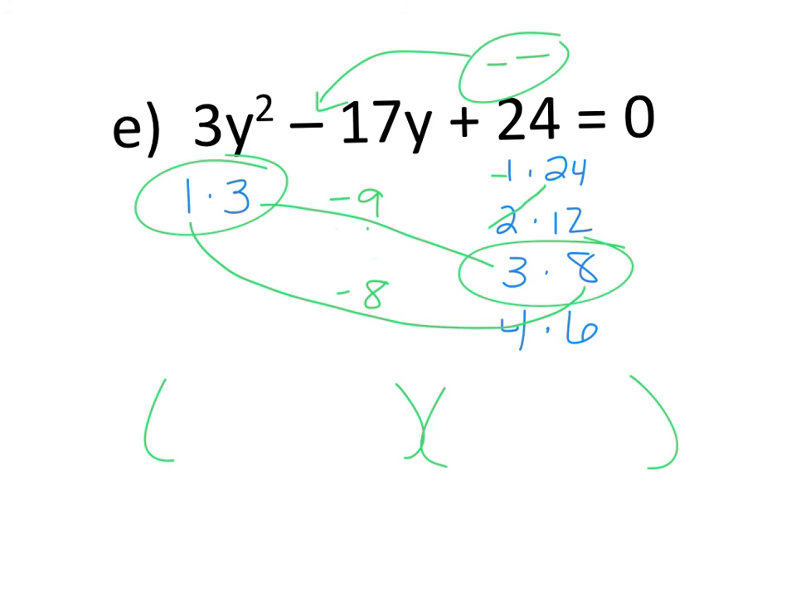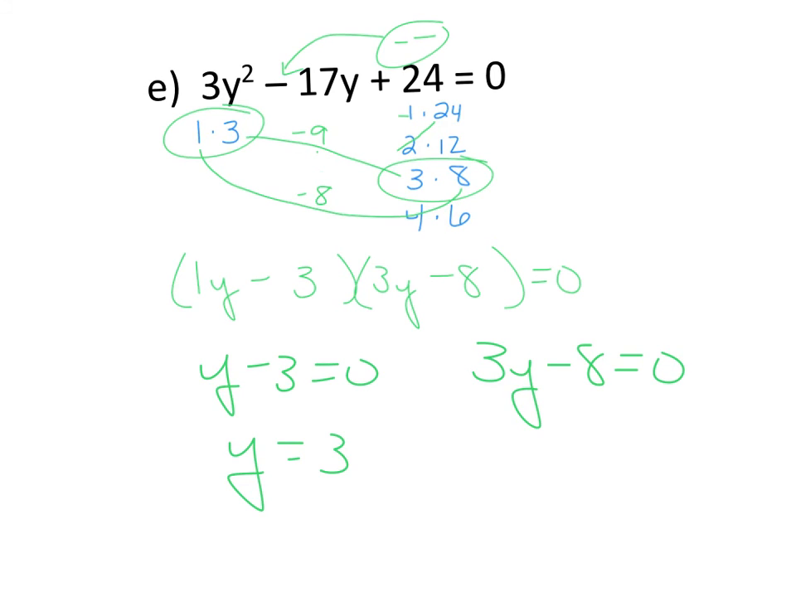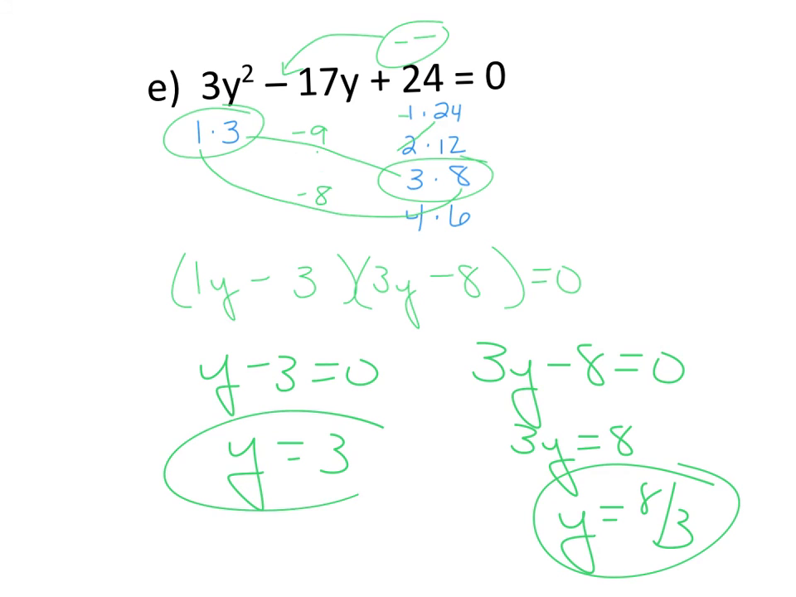So when I look at this, I've got a 1y and a 3y. We already know the signs are both negative. And then on the back side, I've got my 3, 8. And that equals 0. Now set each factor equal to 0 and solve. So I've got y minus 3 equal to 0, 3y minus 8 equals 0. When I add the 3 over, I get y equals 3. On this one, 3y equals 8, and then I divide and get 8 thirds. So my answer is 8 thirds and 3. And again, notice how I have an exponent of 2, so it means I get 2 answers.